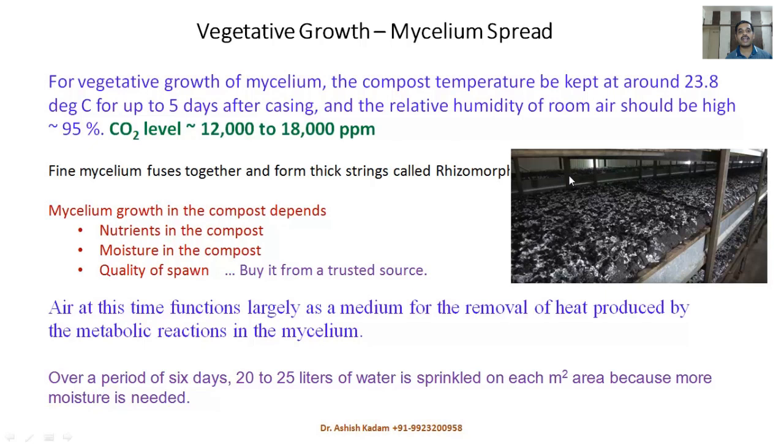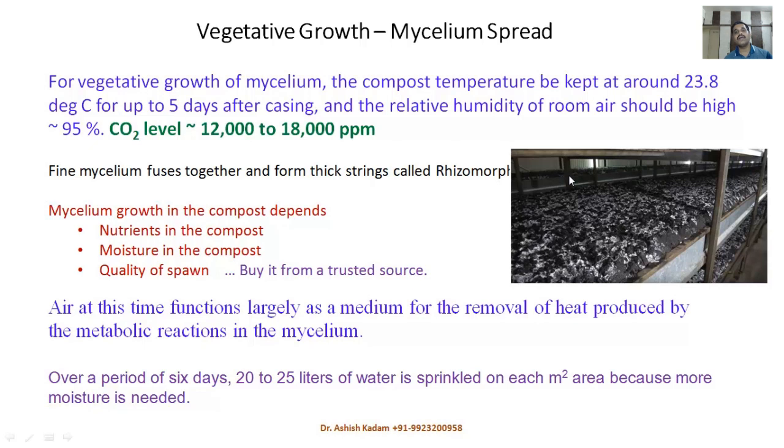Once the compost becomes dry, the vegetative growth of the mycelium or the germination of the spores or the seeds will not happen in the compost. So we have to ensure that the air is full of water vapor. That is called relative humidity, which has to be 95%. Now, I am repeating that we have to maintain the temperature of the compost at 23.8 degrees centigrade.